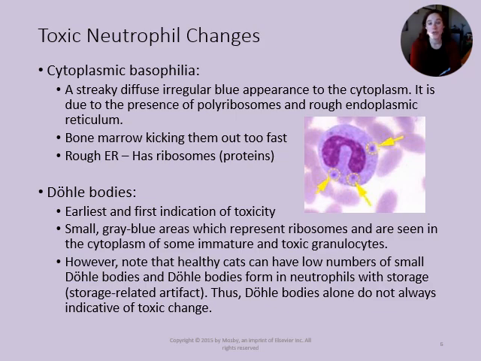So then we have this thing called dull bodies, and that is your picture, okay? This is the earliest and first indication of toxicity. We can see small gray-blue areas, and those are going to be ribosomes, and they're going to be seen in the cytoplasm and in some immature toxic granulocytes. Okay, so we're going to see dull bodies. Those should not be there. Those are remnants of ribosomes. They were pumped out of the endoplasmic reticulum too fast, and they're not mature. They're toxic.